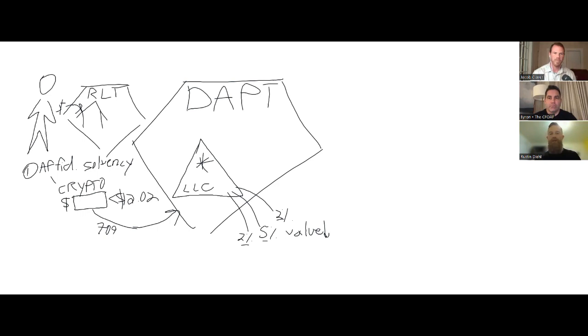For example, and I'd always draw partnerships or LLCs as triangles, you might have a rental property or two or three or four.